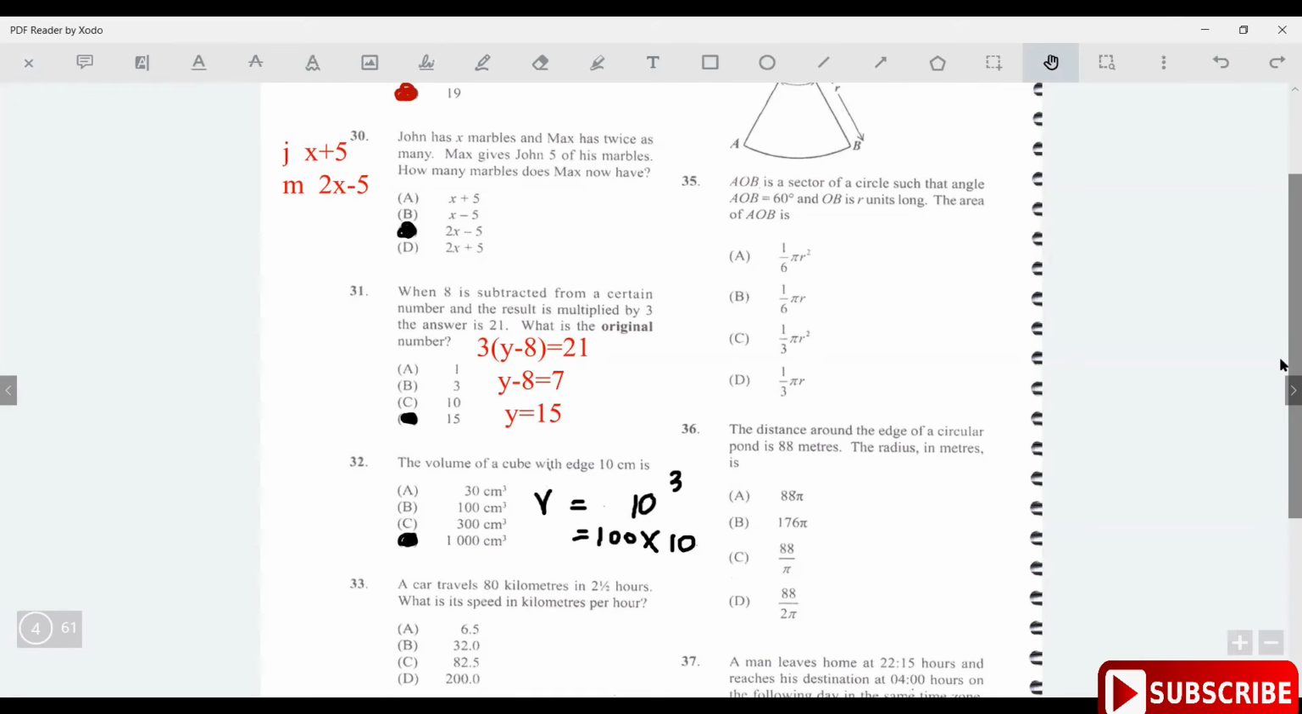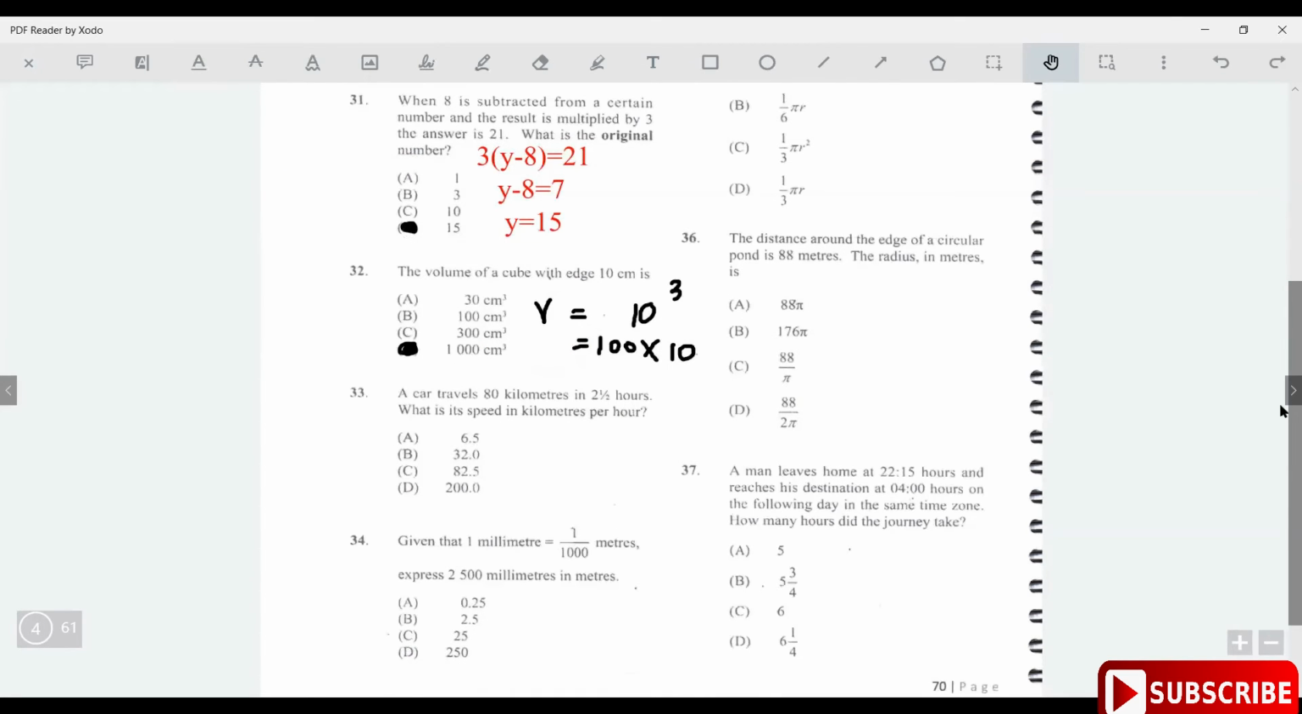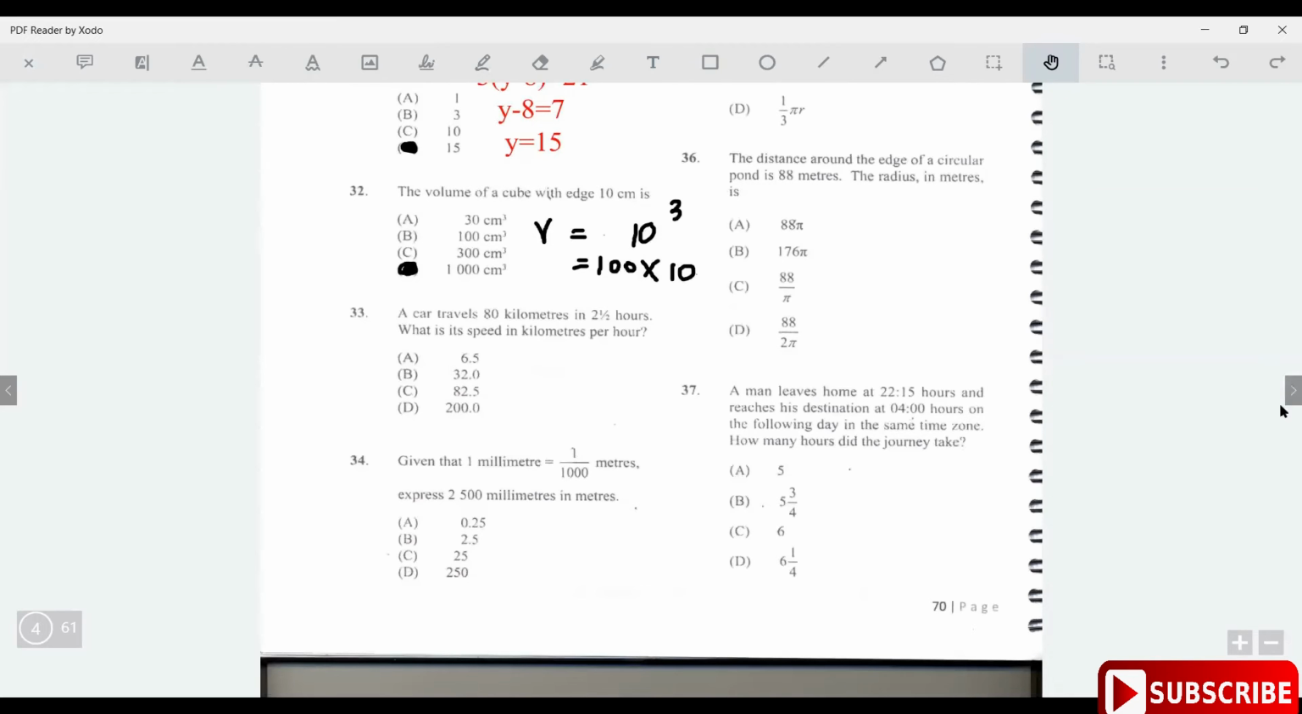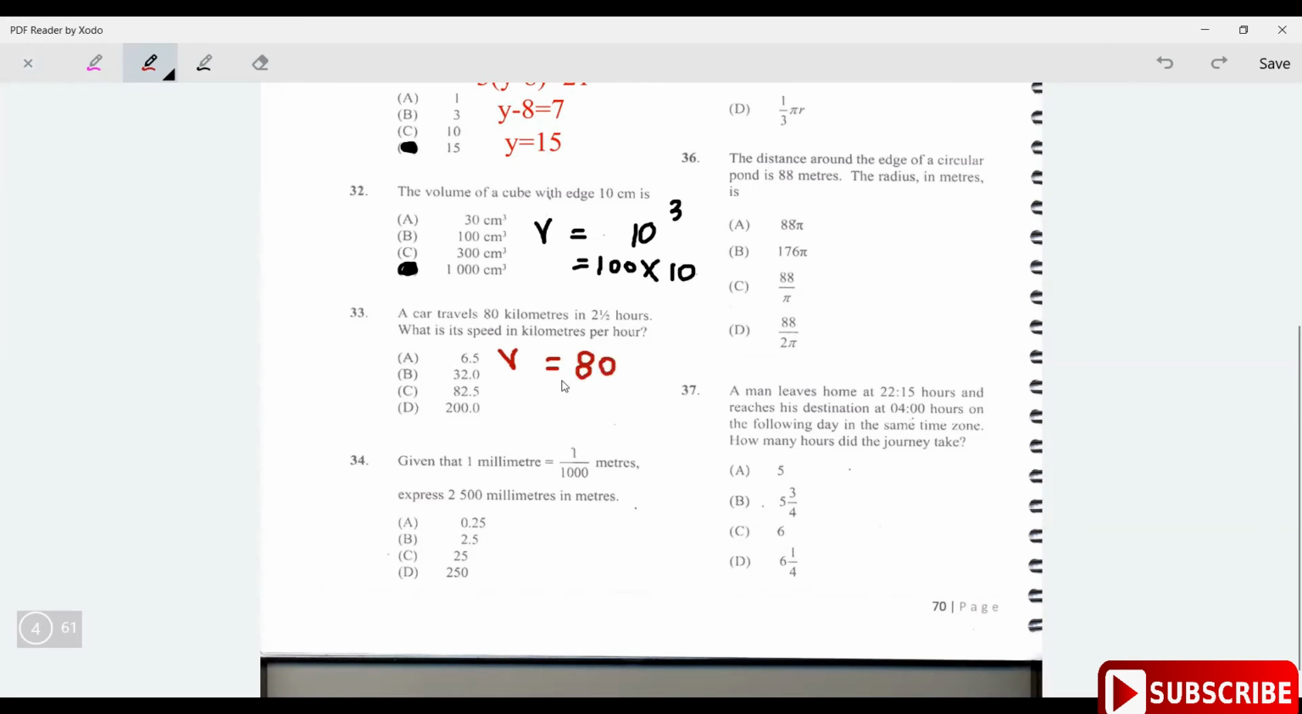Question 33. Question 33 says, a car travels 80 kilometers in 2.5 hours. What is its speed in terms of kilometers per hour? Now, first thing we need to know is that speed is equal to distance over time. That's how we find speed. So the distance is 80 kilometers divided by the time of 2.5. So 80 divided by 2.5.